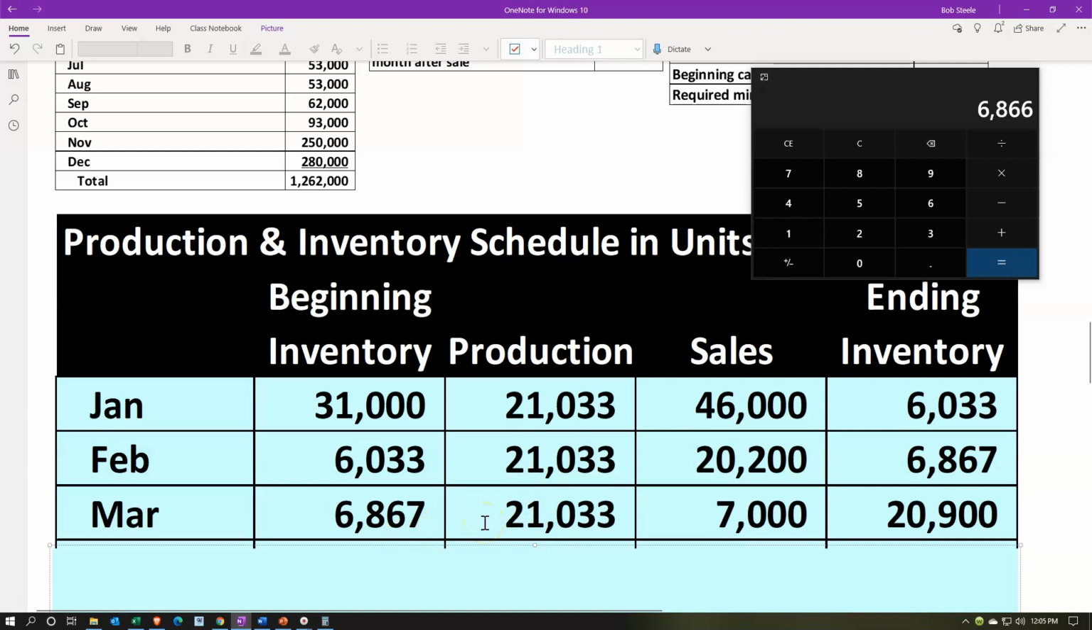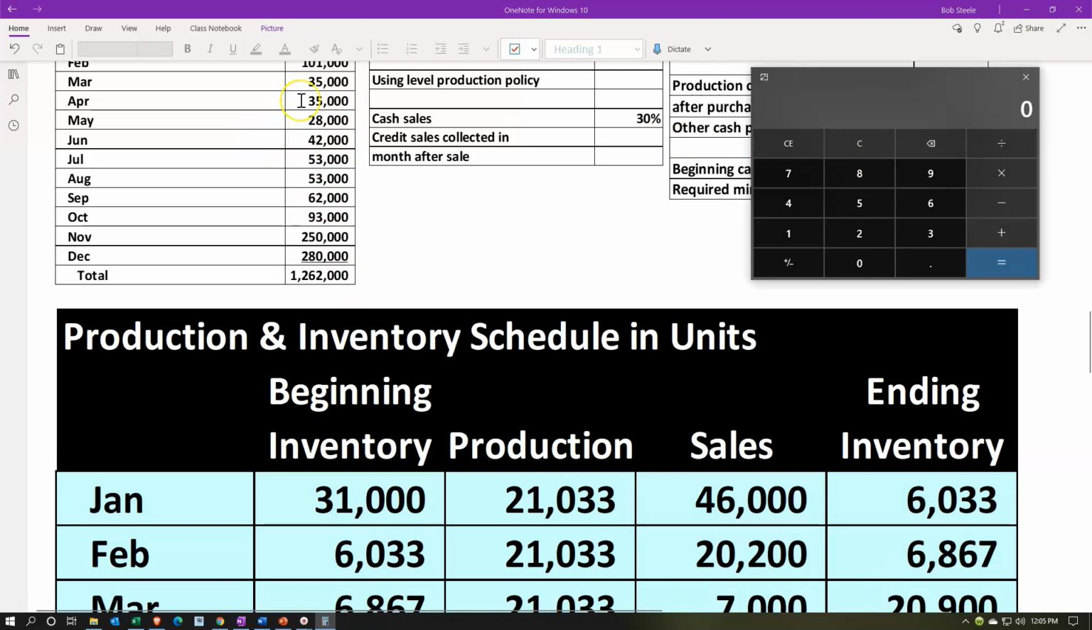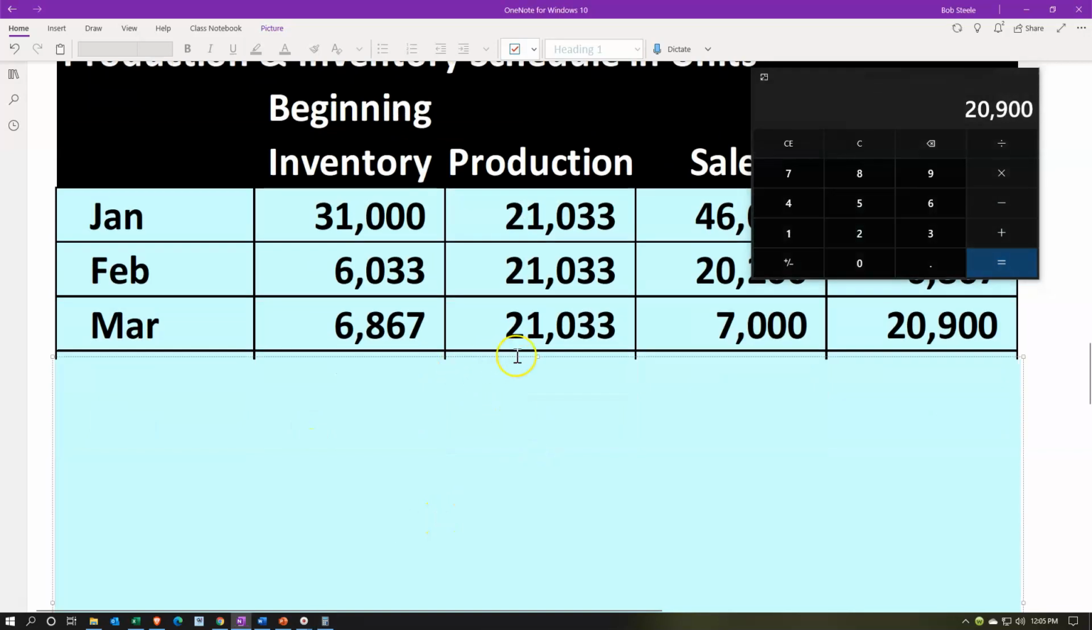Production's going to be the same because we're doing even production. The sales then, we're going to say for March is the 35,000. Sales in dollars, 35,000 divided by the $5 per unit is going to give us 7,000 units. Therefore, we have the beginning balance 6,867 plus the 21,033 minus the 7,000 that we're going to sell gives us the 20,900. Let's do it again.